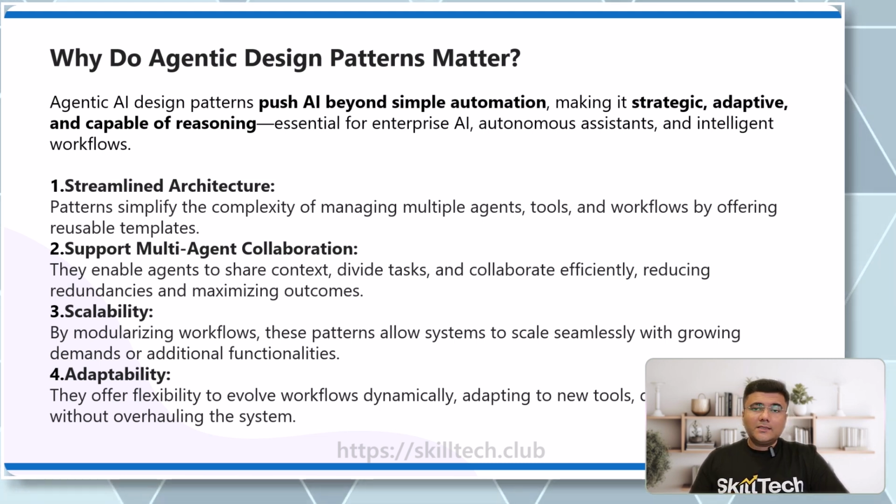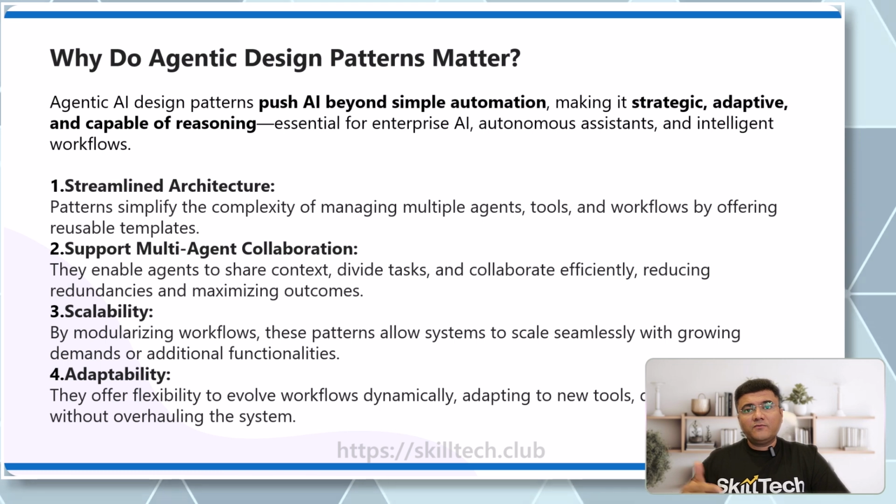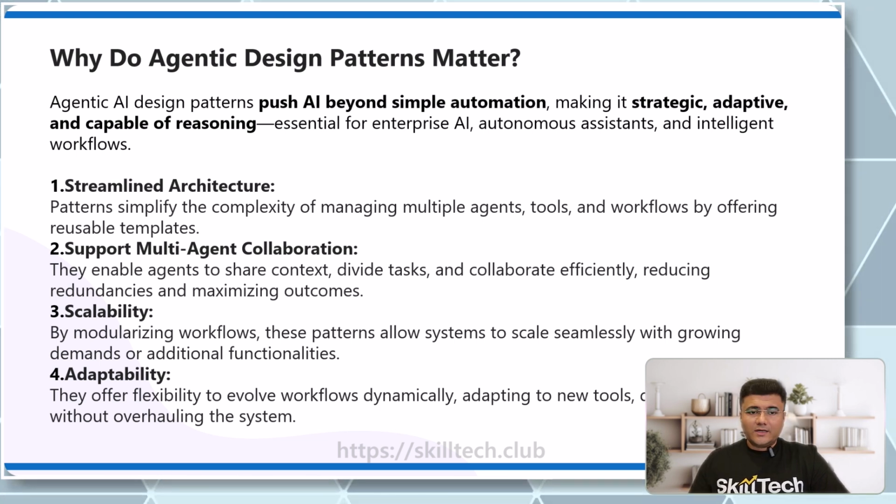Second, it's going to support multi-agent collaboration. It's going to enable agents to share context. Context is a very important thing for an agent, and it can share the context with other agents. You can divide the task so that one part is done by one agent and the remaining parts are done by the following agents. And it can also collaborate effectively, reducing redundancies and maximizing outcomes, all the advantages.